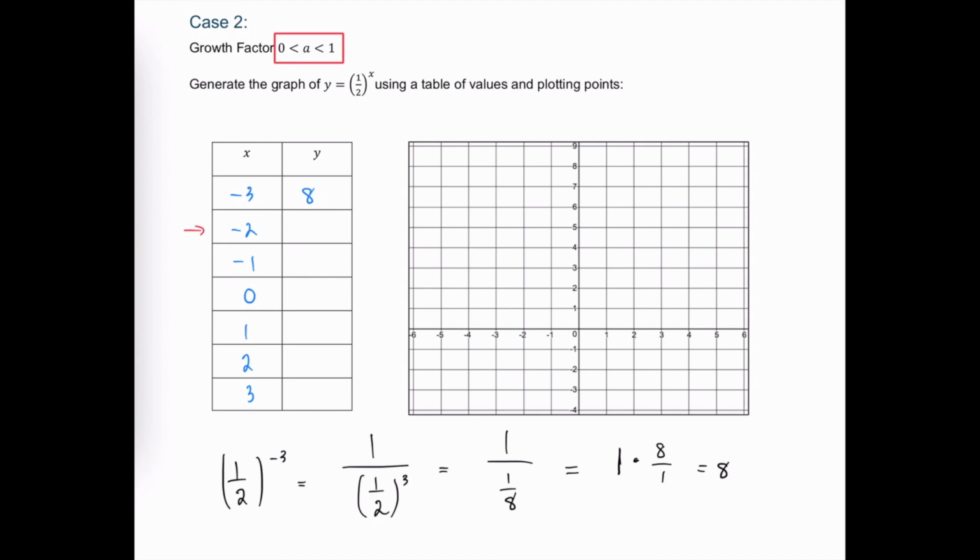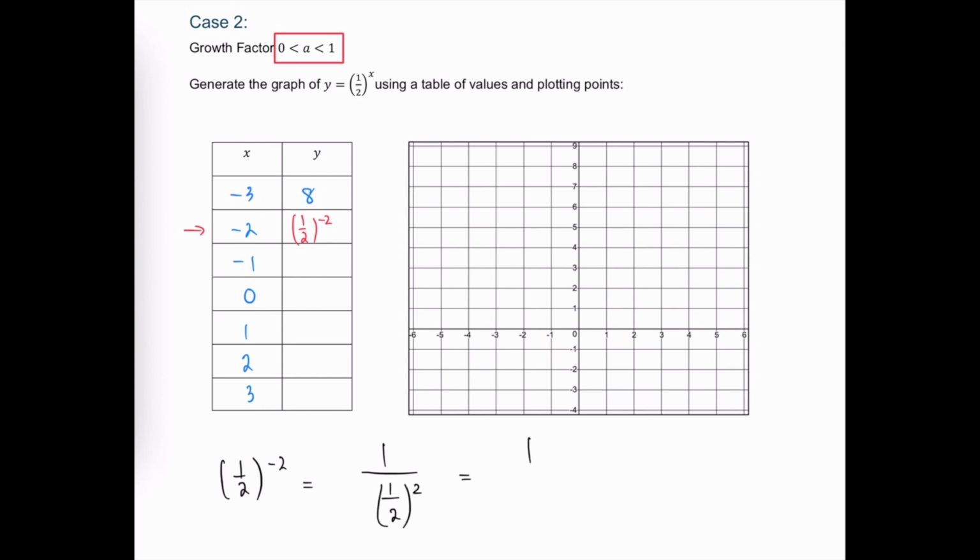Now let's plug -2 in for x. We'll get 1/2 raised to the -2 power. 1/2 raised to the negative 2 is 1 divided by 1/2 raised to the positive 2. 1/2 squared is 1/4. And when we divide fractions, we keep the top, we flip the bottom, multiplying by the reciprocal of the denominator to get 4. So 4 is the corresponding output here.